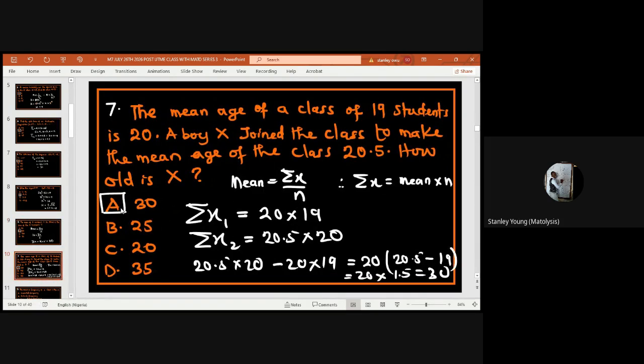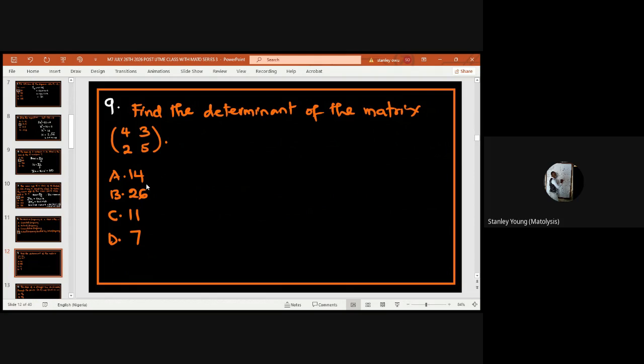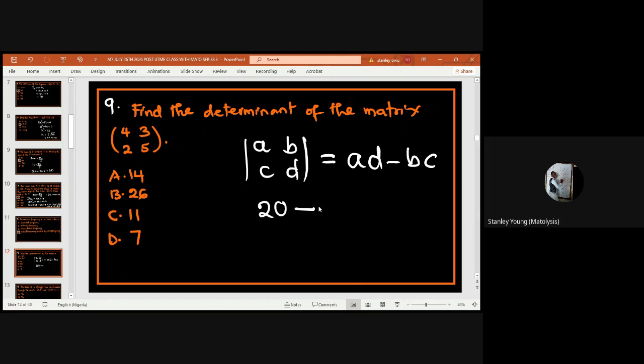Then let's go to question 8. This is a straightforward question. It's asking for relative frequency. It's not expected frequency. The final answer is the actual frequency divided by the total frequency. Find the determinant of this matrix. That's also a straightforward question. If I give you a matrix a, b, c, d, the determinant is going to be, multiplying the principal diagonal first, ad minus bc. So in this case, we are going to have 5 times 4, 20, minus 2 times 3, 6. So that gives you 14, option A.